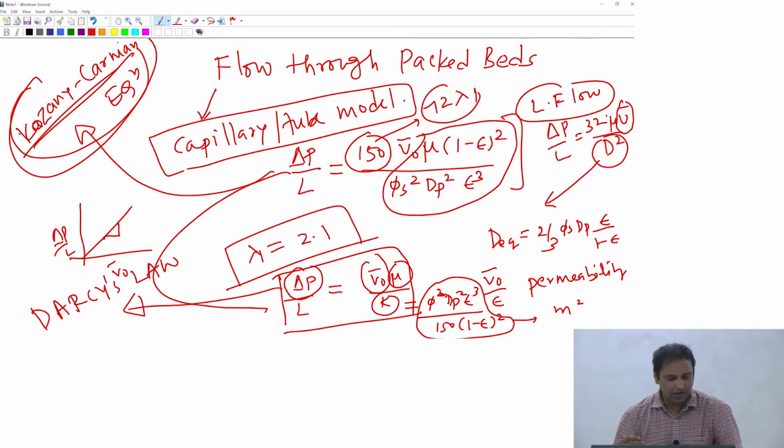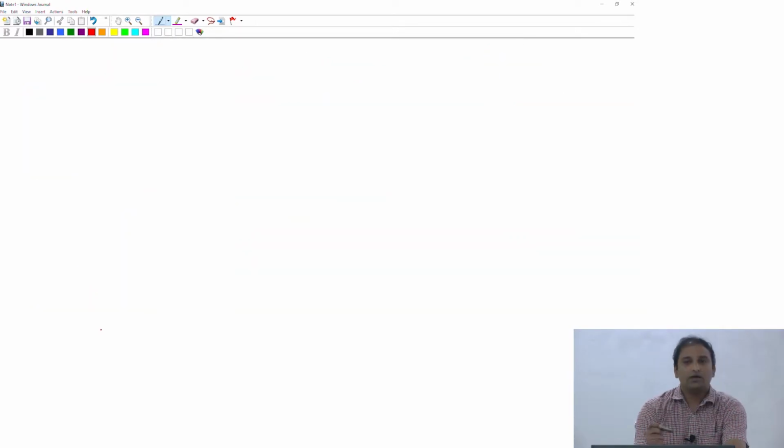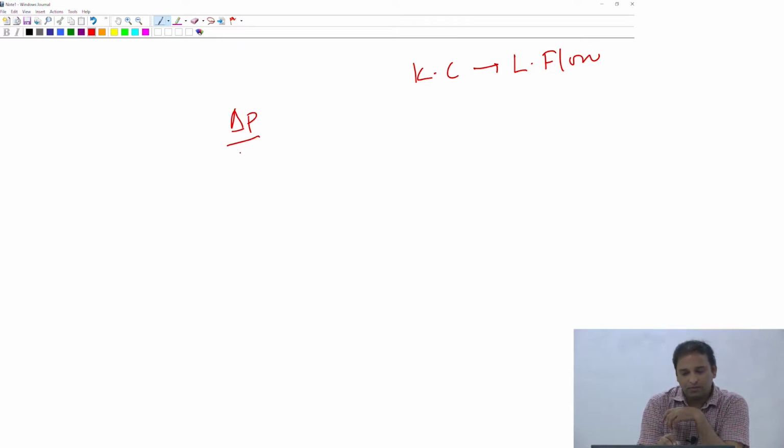That's for the laminar flow conditions. If you want to look at the turbulent flow conditions, the Kozeny-Kármán equation that we developed is only for laminar flow conditions. So if you want to develop a similar kind of expression for delta p by L for the turbulent flow conditions, like we started with the Hagen-Poiseuille equation, you'll again have to start with a similar expression, but now for the turbulent flow conditions.